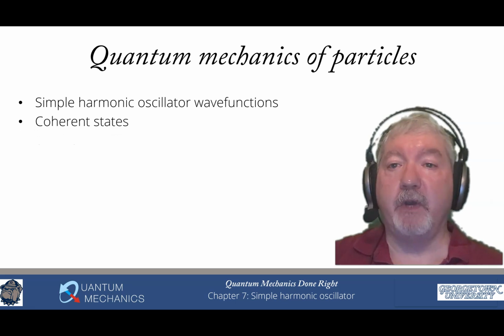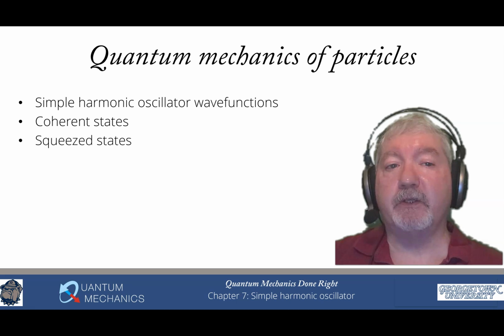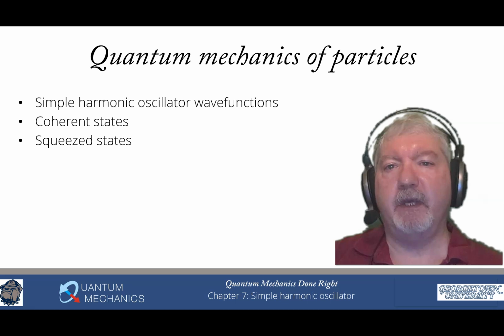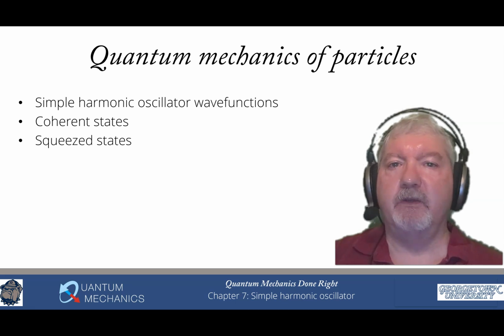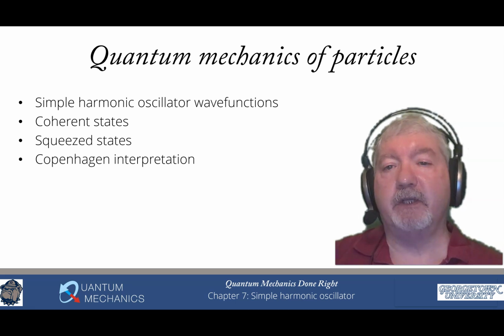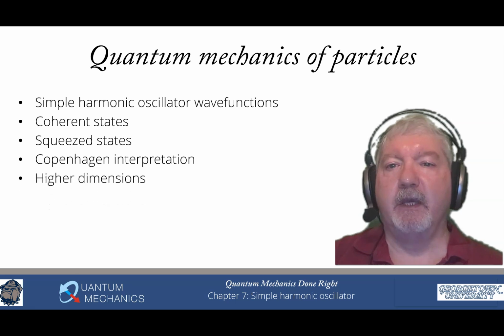We then talk about coherent states, and then we talk about squeezed states. Squeezed states don't make it into very many curricula at the undergraduate level, but there's no reason not to. They're a little bit more challenging, but when you have the exponential disentangling identity, you can very easily work with squeezed states. We then have a section in the chapter where we talk about the Copenhagen interpretation and what it means and how you can think about it. We also generalize the harmonic oscillator to higher dimensions, show how that works, and we look at a couple of applications of the harmonic oscillator in various different situations.